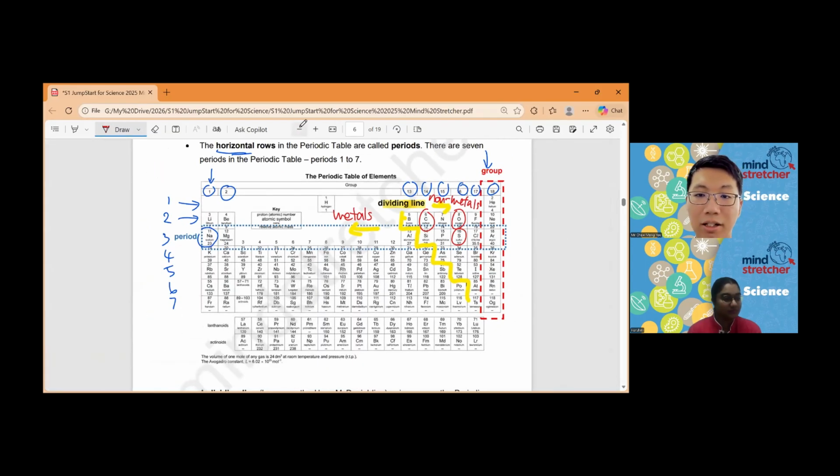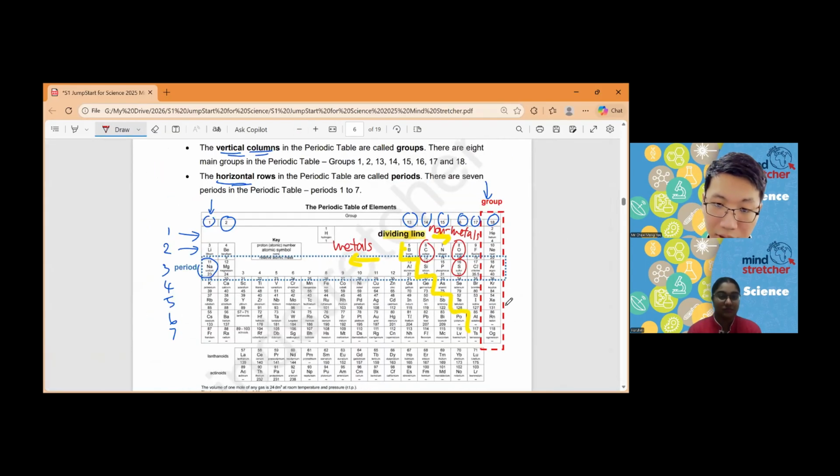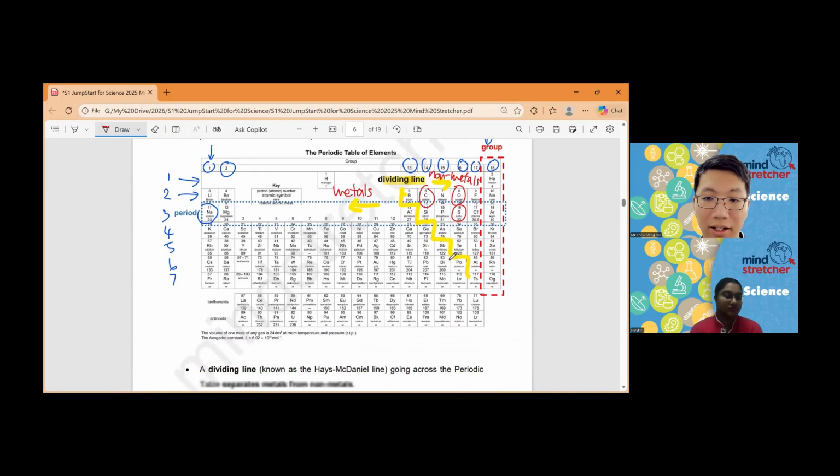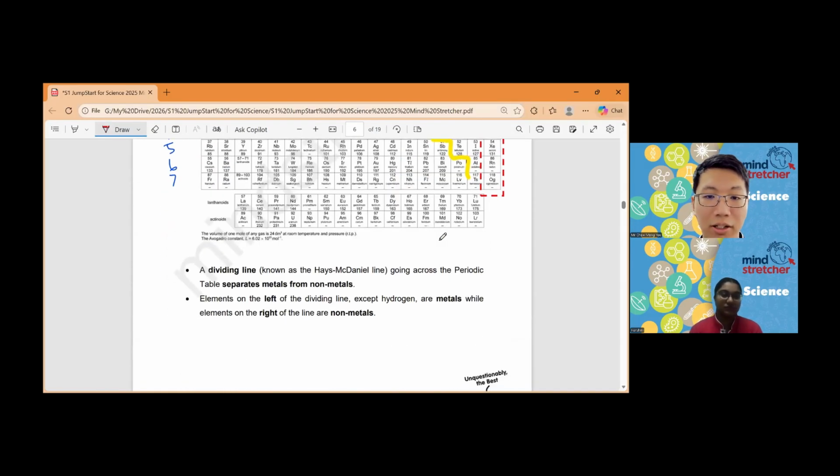Of course, there is a lot more information we can get from the periodic table, but now we are just giving you a brief idea how to make use of it. It's a simple way to differentiate them. So here we have the metals and non-metals divided by the dividing line. This dividing line is also called the Hayes-McDaniel line, but most of you haven't learned this, so no need to worry.